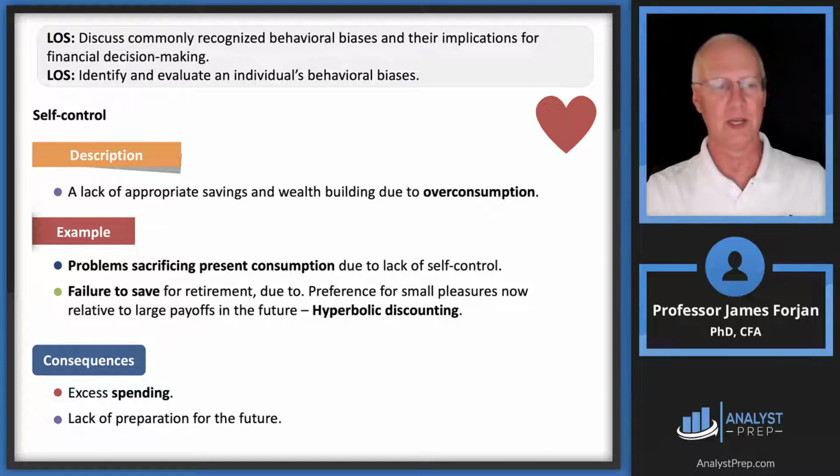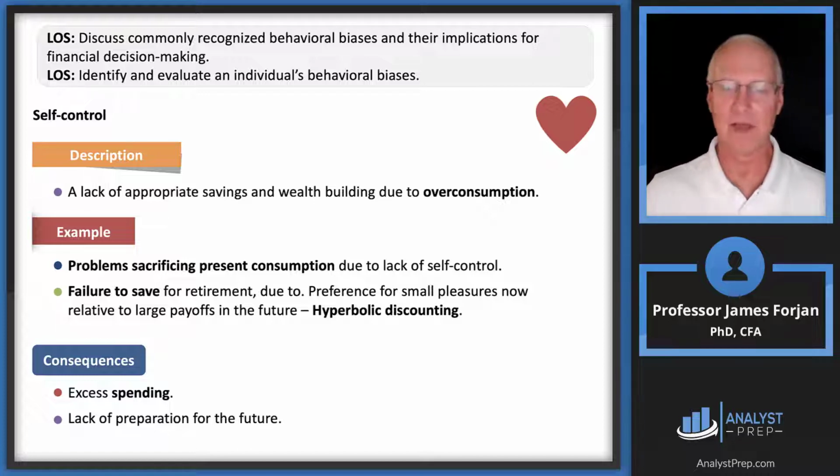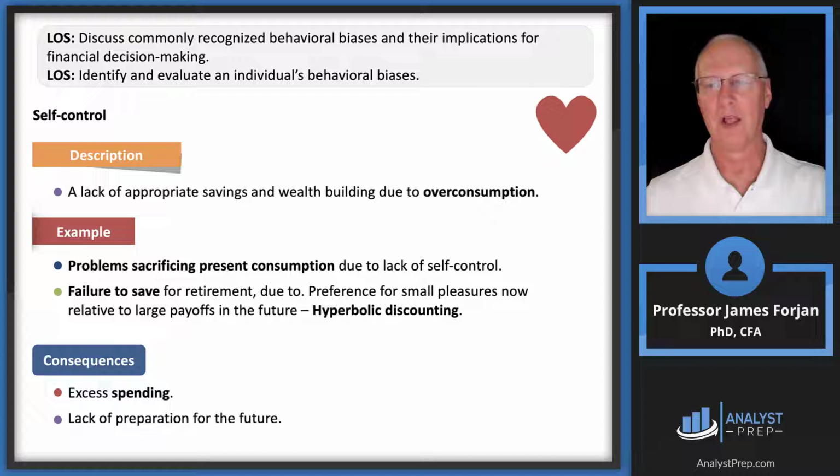You're playing Fortnite on your PlayStation game, and all of a sudden, up pops a thing saying, hey, pay me $10 for some different skins. And you say, oh, $10. So you have these small pleasures now, but you could have taken that $10 and invested it in an IRA, and maybe you'll have $1 million by the time you retire. So think of self-control, think of PlayStation, think of overconsumption, all that stuff.